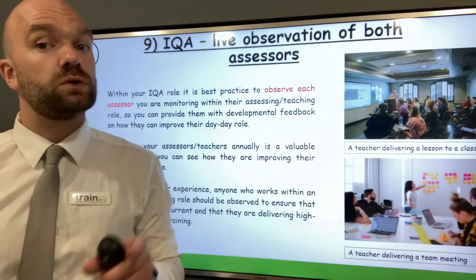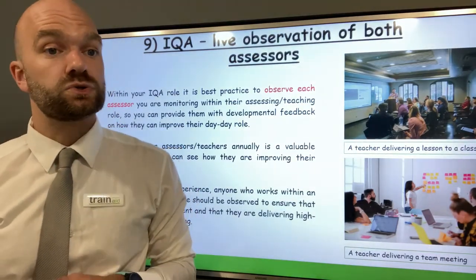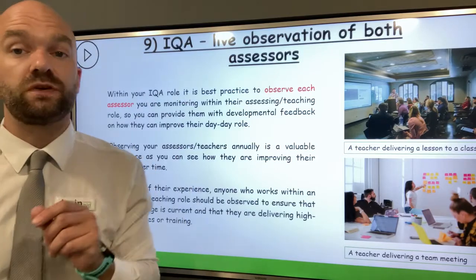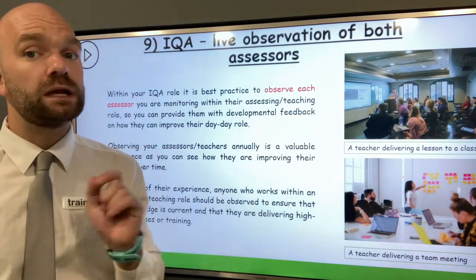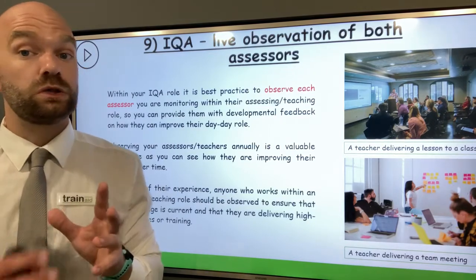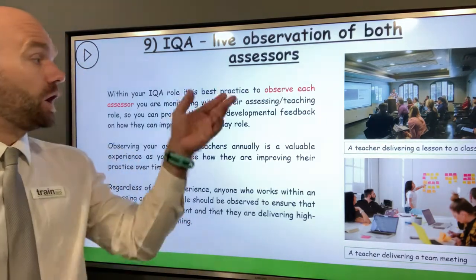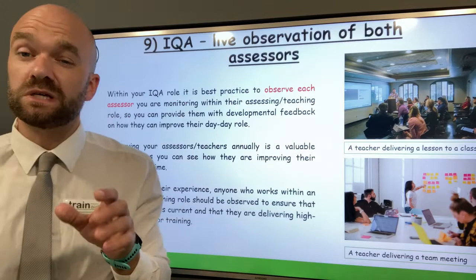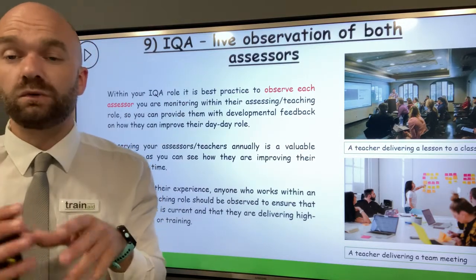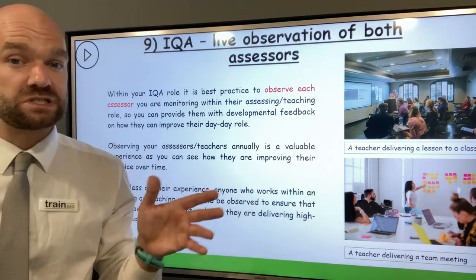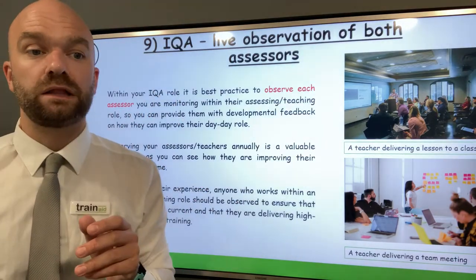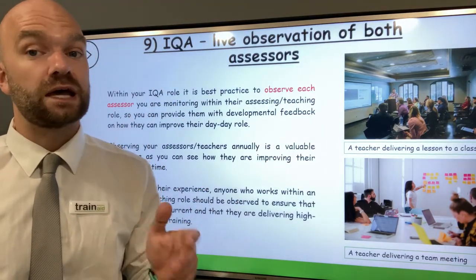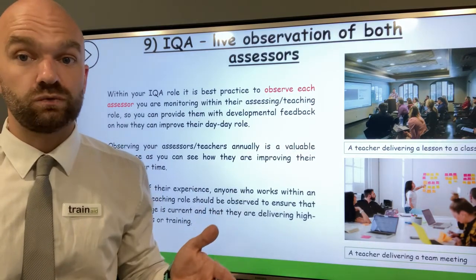For criteria number 9 of the IQA course, we are looking for the live observation of both assessors. Now for criteria number 8, we have reviewed the written work of each assessor. So we looked at their marking, for example, their written feedback to each assessor. But for criteria number 9, we are seeing the assessor within their natural assessing or their teaching role.